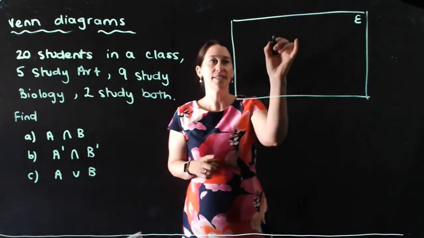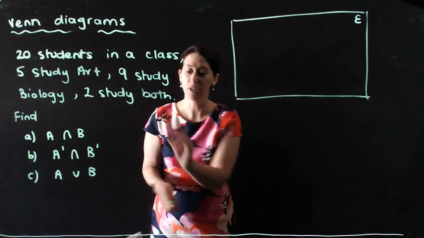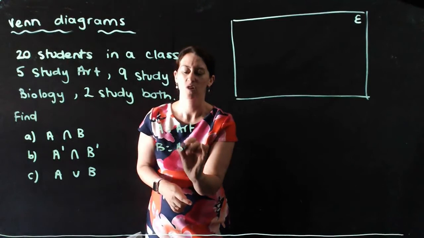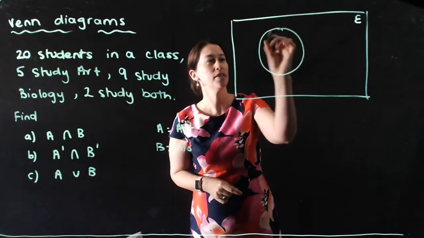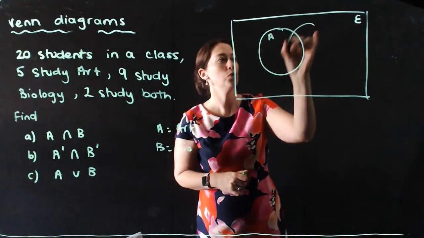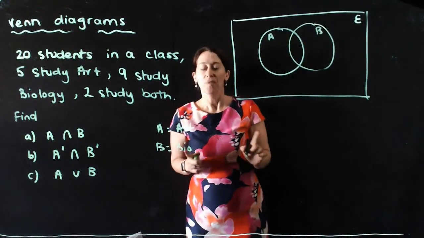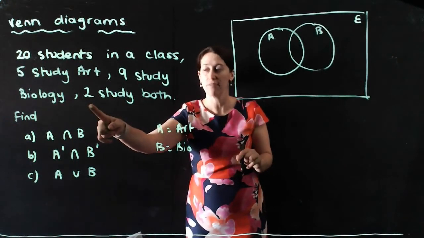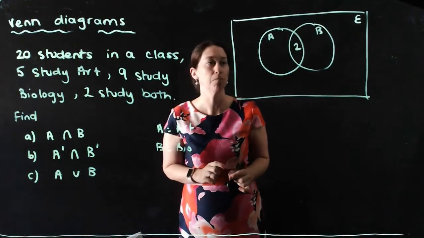I've got a set. I'm going to use A for art and B for biology. So you'd usually define that, say A equals art, B is biology. So I'm going to use a circle for each one. So let's do one circle for art, put an A at the top, and then we'll do the second circle for biology. And there is this overlap. That overlap is our intersection, and we can see here that two students out of our class study both art and biology. So we will put the 2 students in here.